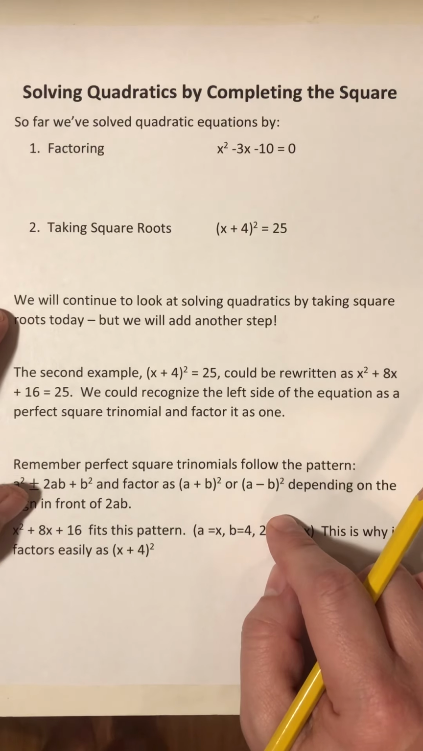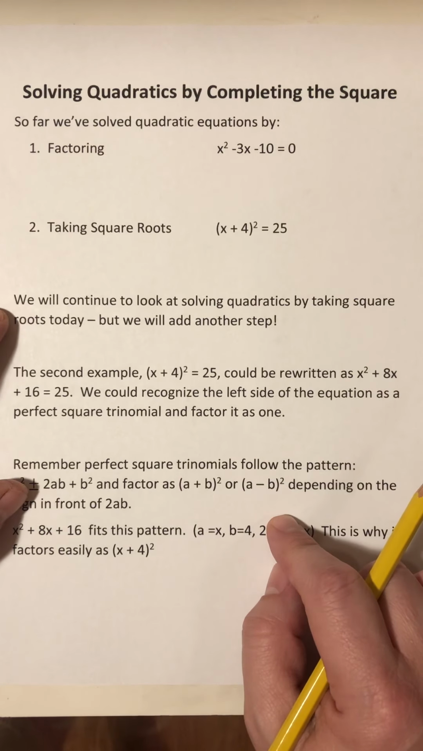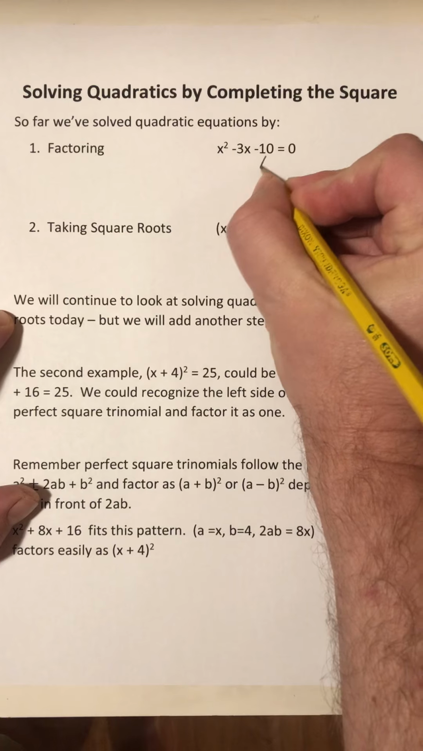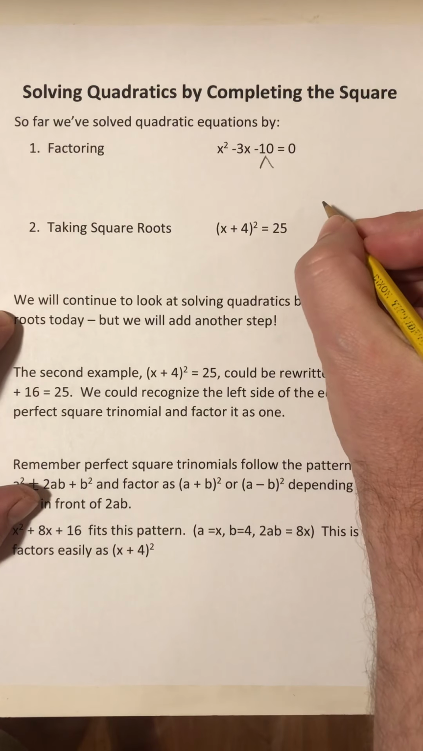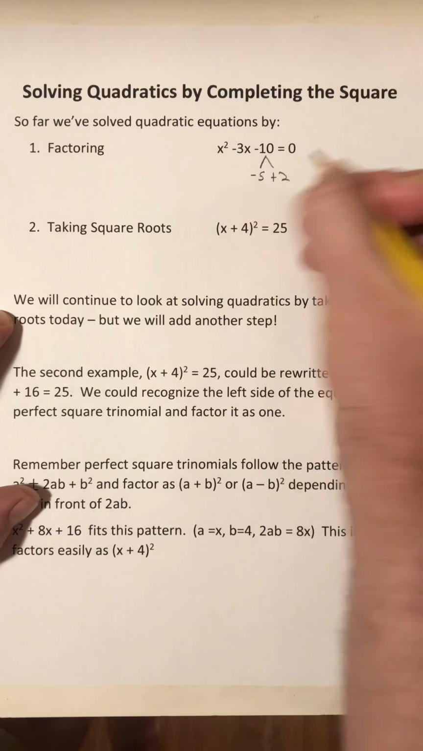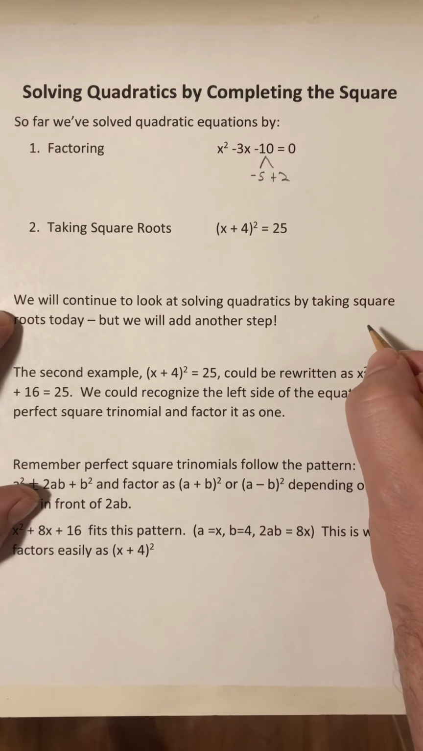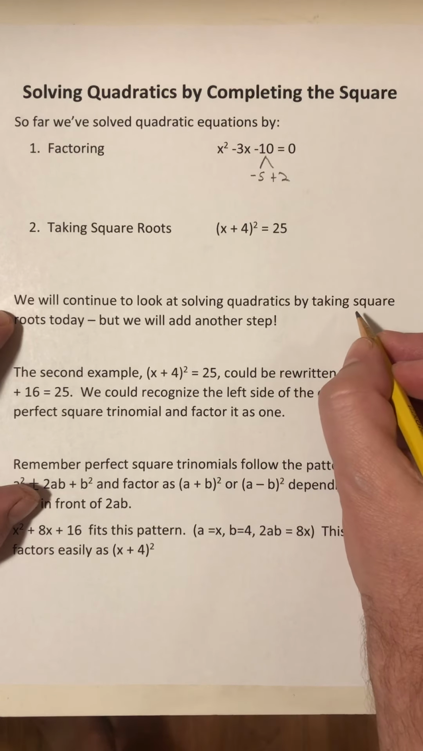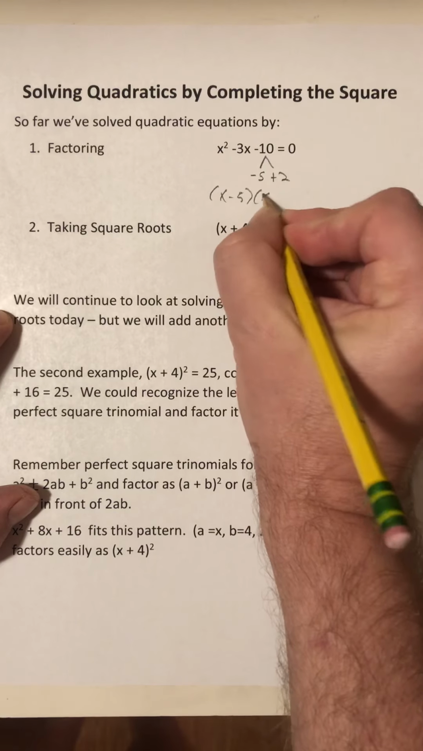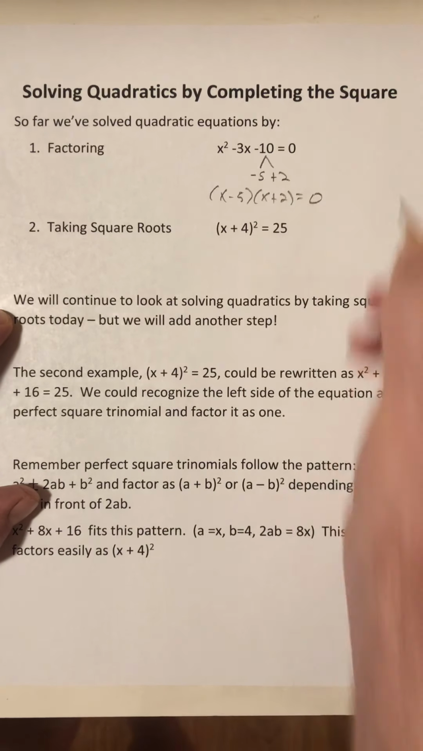So in this case, if you've got ax squared plus bx plus c equals 0, remember if your a term is equal to 1, all you need to do is find the factors of c that add up to b. So if I'm trying to find the factors of negative 10 that add up to negative 3, I think negative 5 and positive 2 looks like they might work. So negative 5 times positive 2 is negative 10. Negative 5 plus 2 is negative 3. So that's going to factor as x minus 5 times x plus 2, and that's going to equal 0.